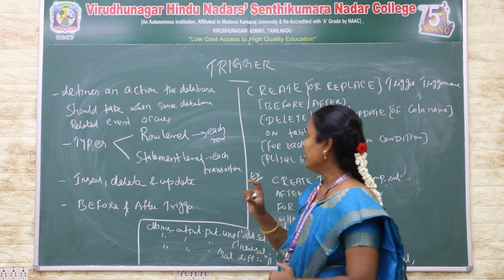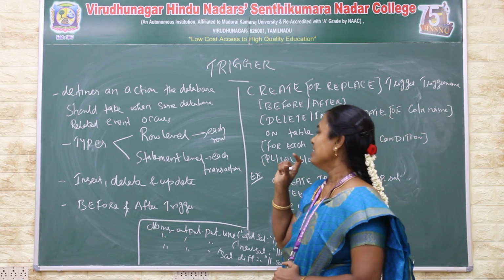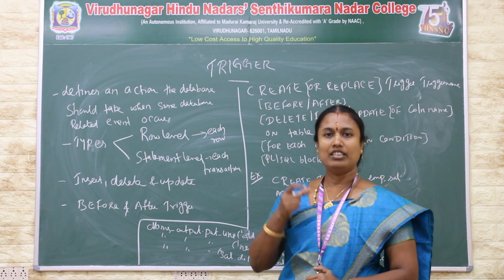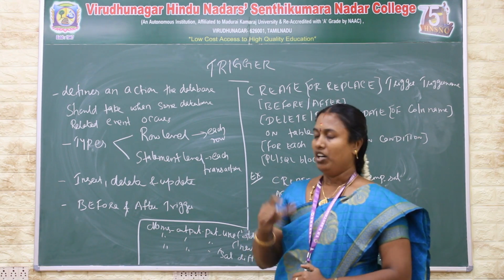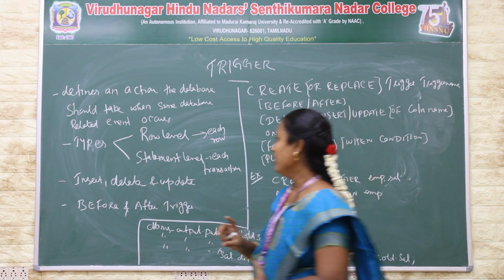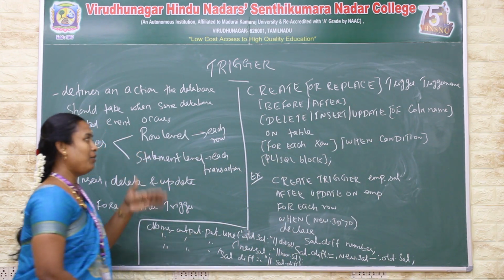Trigger defines an action the database should take when some database related event occurs. When a database related event occurs, that time the trigger can be raised. Then the trigger can be classified into two types. First one, row level trigger, the other one, statement level trigger.